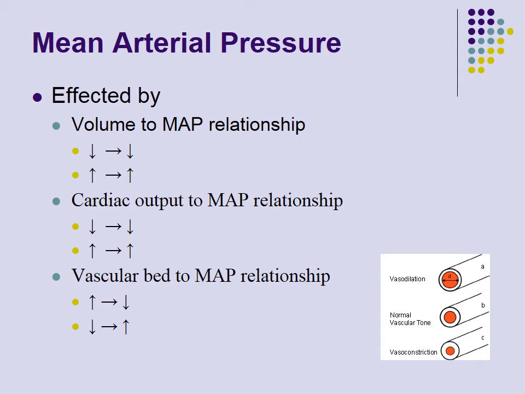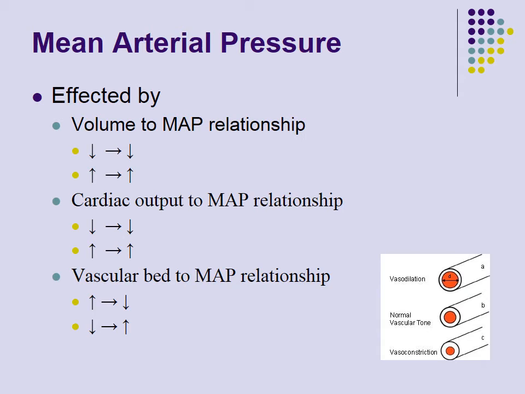Now, looking at cardiac output, the amount of volume that my heart is putting out with each beat, as my cardiac output goes down, so too does my mean arterial pressure. So as my heart starts faltering and having problems, I can predict that my mean arterial pressure will have problems as well. As my cardiac output starts to increase, I can also predict that my mean arterial pressure will go up. So those go up and down the same.